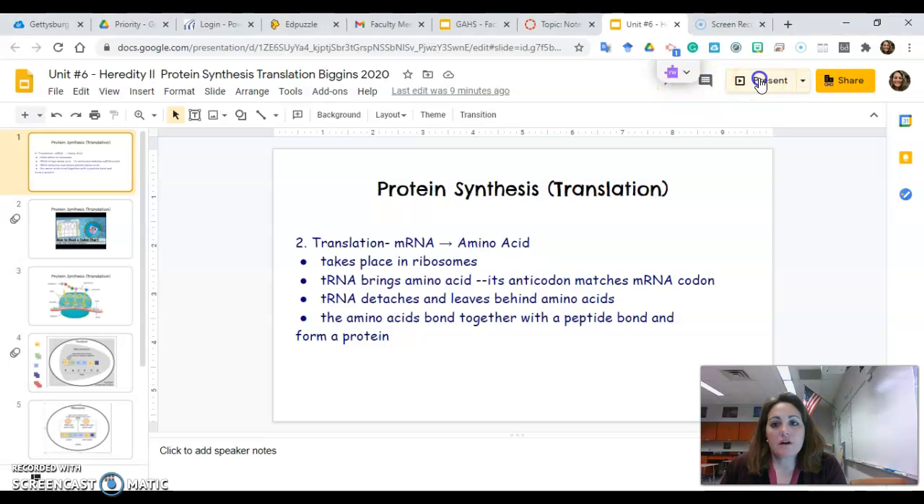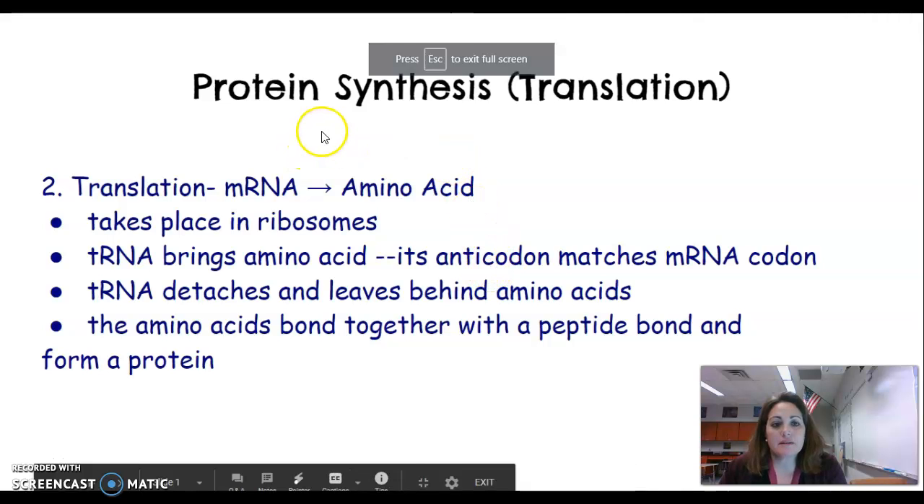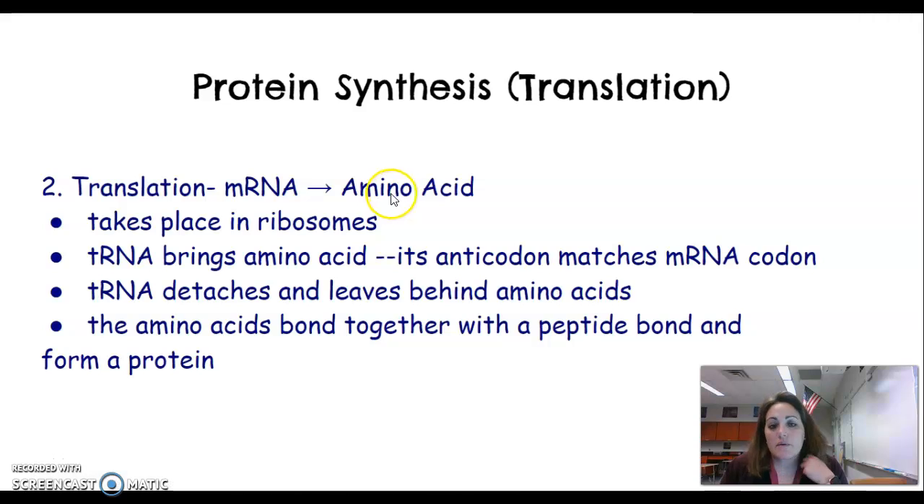Alright, it's time to talk about translation and what happens to the message of mRNA and how it gets to make a string of amino acids that are going to become a protein. So what you need to know is that translation is the process of converting mRNA into an amino acid. This is taking place in the ribosome.